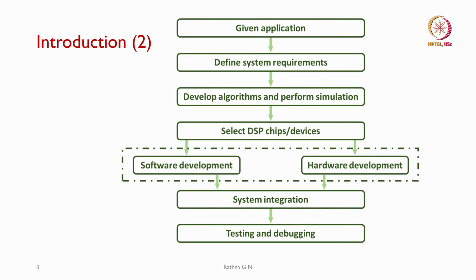The other way of looking at it is that it depends on the application we are choosing. Here only 3 are listed, but we have umpteen applications. So we have to define our system requirements, develop the algorithms and perform simulation. Then if we are using a DSP processor, we have to select which DSP chip, or the devices.